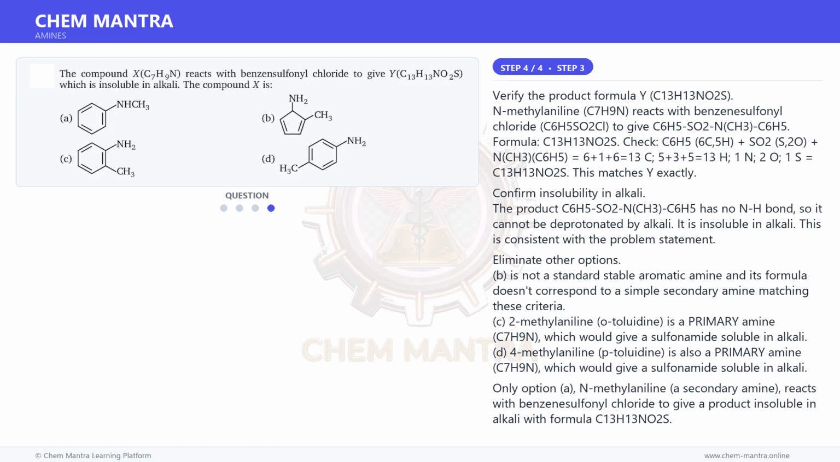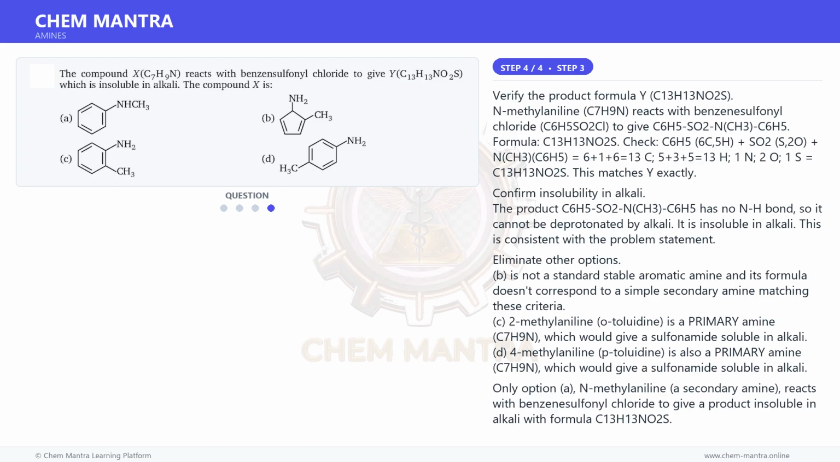This matches Y exactly. Confirm insolubility in alkali. The product C6H5SO2N(CH3)C6H5 has no NH bond, so it cannot be deprotonated by alkali. It is insoluble in alkali. This is consistent with the problem statement.